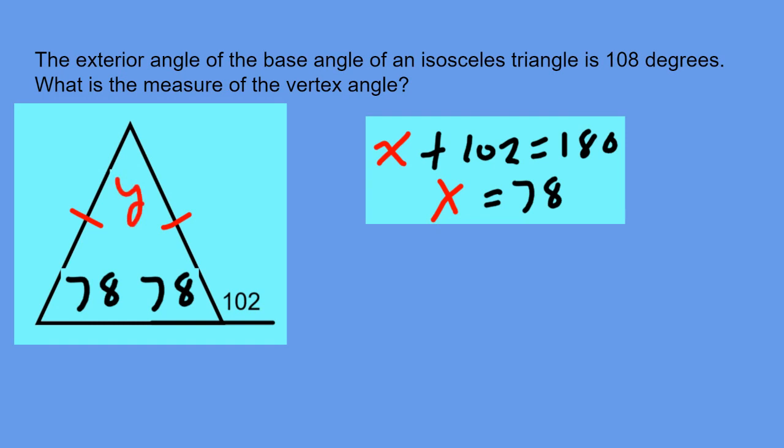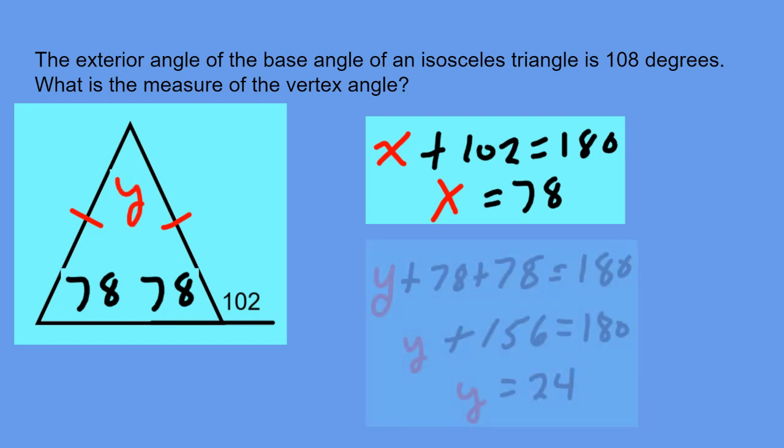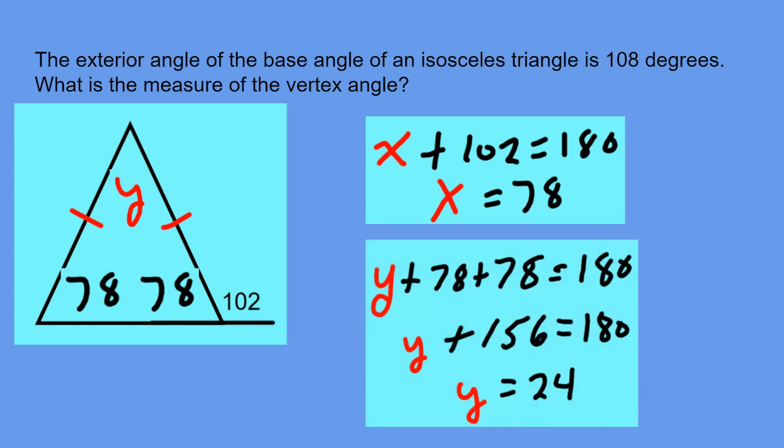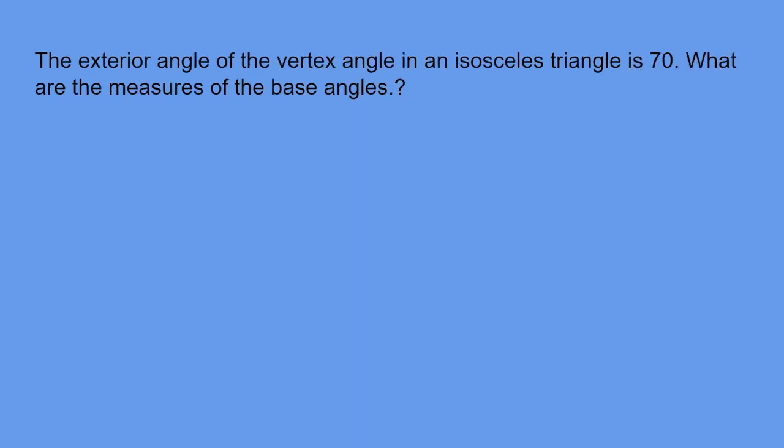The vertex angle we could call some other variable such as Y. The three angles have to add to equal 180 degrees. So Y turns out to be 24 degrees. In our last example, the exterior angle of a vertex angle in an isosceles triangle is 70. What are the measures of the base angles?